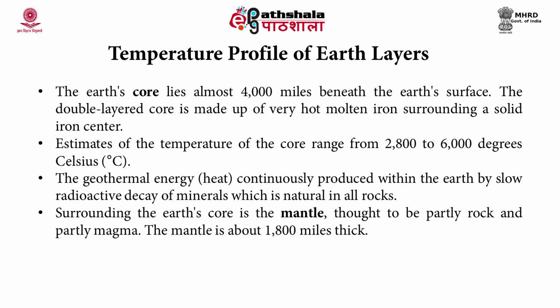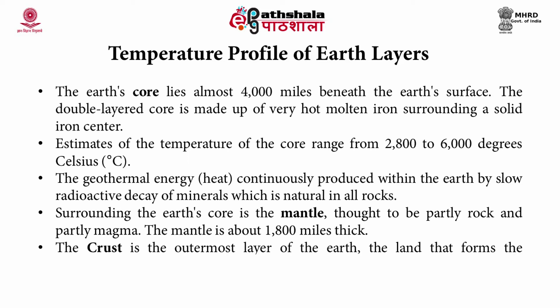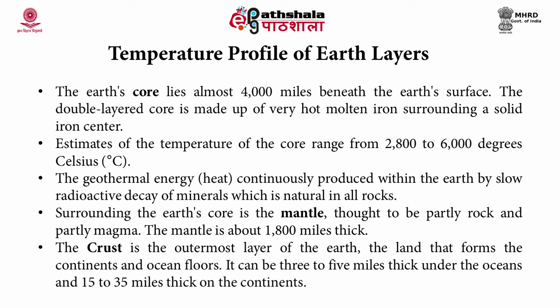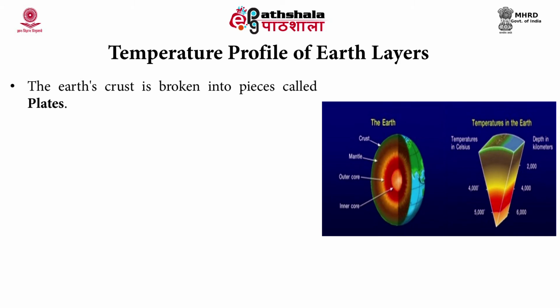Surrounding the earth's core is the mantle, thought to be partly rocky and partly magma. The mantle is about 1800 miles thick. The crust is the outermost layer of the earth, the land that forms the continents and ocean floors. It is 3 to 5 miles thick under the oceans and 15 to 35 miles thick on the continents. The earth's crust is broken into pieces called plates.